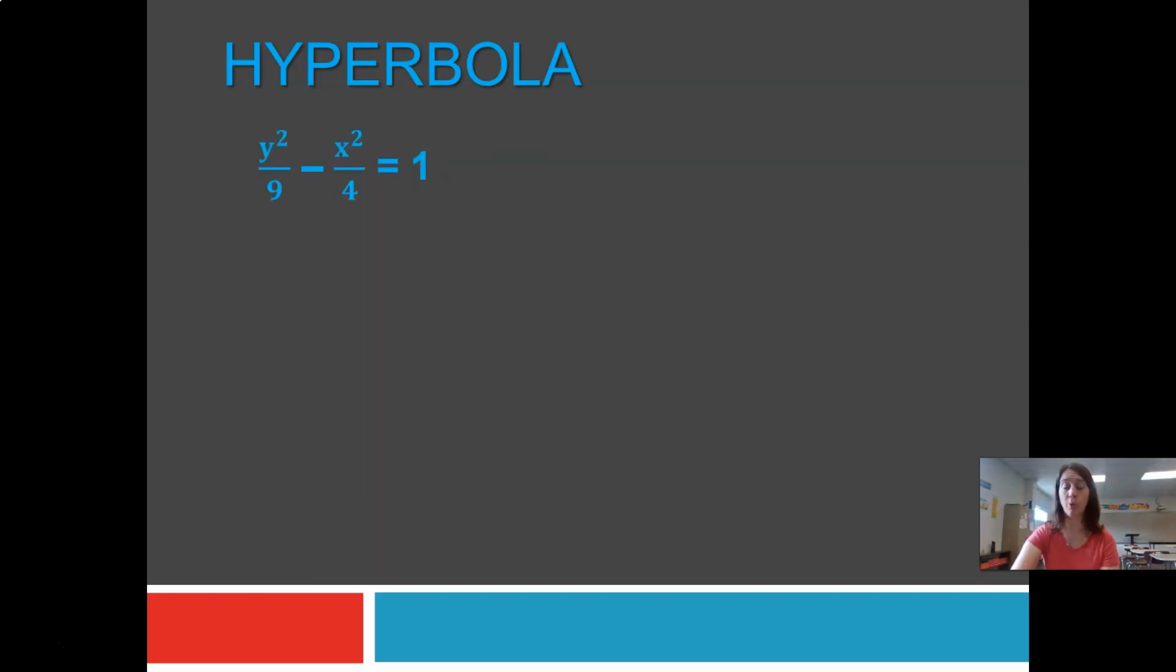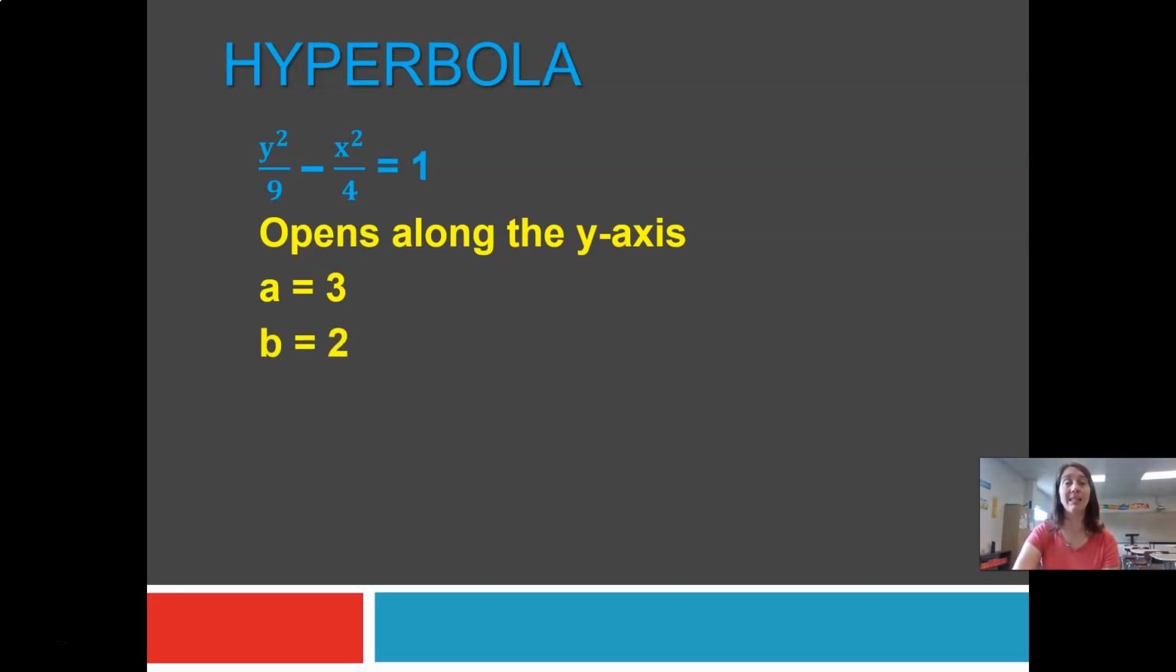Okay, so here it is, that equation that we just did. y squared over 9 minus x squared over 4 is equal to 1. What direction is this hyperbola going to be opening? It's along the y-axis because I notice the y is in the first fraction that I have. The a is always part of the first fraction, b is always part of the second fraction. In the first fraction, I see the number 9, which means my a is going to be 3. In the second fraction, I see 4, which means my b is going to be 2.